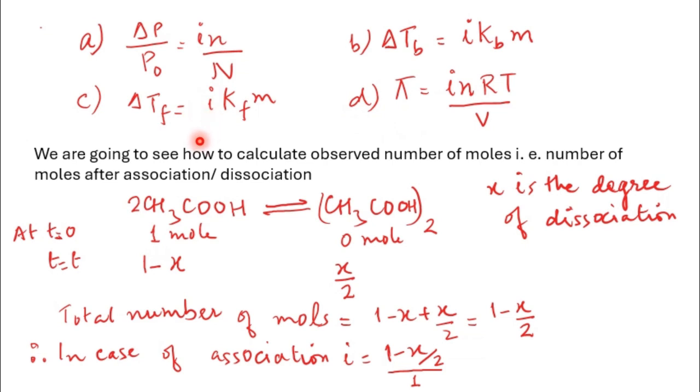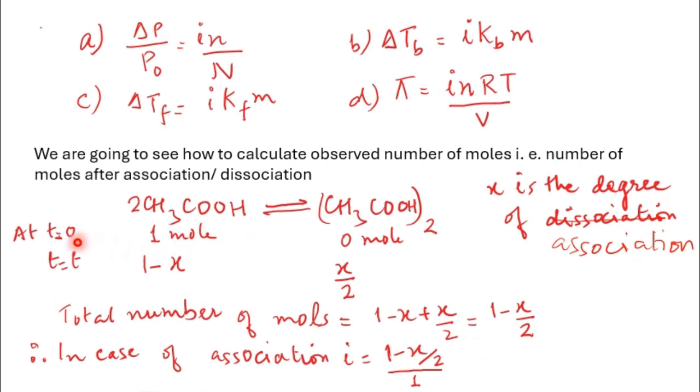Now the question is how to calculate i. As you saw in the previous slide, i is the ratio of the observed number of particles to the calculated number of particles. Now we are going to see how to calculate this observed number of moles of particles. In case of association, sorry, here I should have written association, so let me correct it. Association. In case of association, as we discussed, the number of moles becomes half.